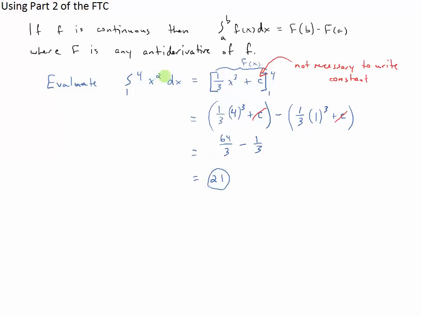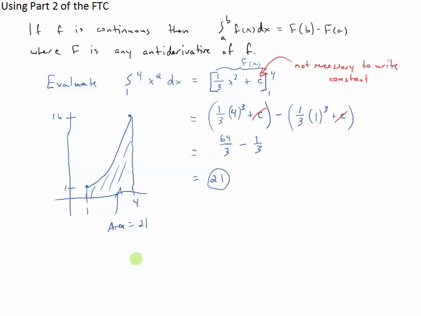So what we get is 64/3 minus 1/3, which is 63/3, or just 21. So the area under the x squared function from 1 to 4, if you were to look at this, x squared, here's 1, here's 4. At 1, x squared is 1 high. At 4, x squared is 16 high, and it's concave up like this. So this area under the x squared curve from 1 to 4 is 21 units squared. So that's much better, some would say, than using the limit definition of integrals to evaluate this value.